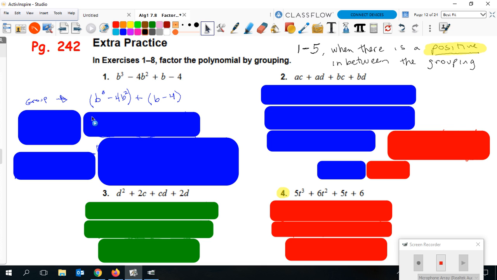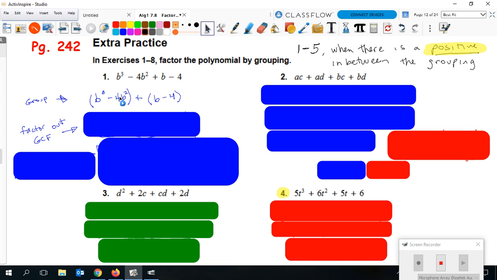So once we've grouped them, notice this one here is a plus. When there's a plus in between the groups in the 4 terms here, it's a little bit easier than when there's a minus. So the second step is now to do the factoring step. Factor out the GCF. So we want to factor out the GCF of each group.